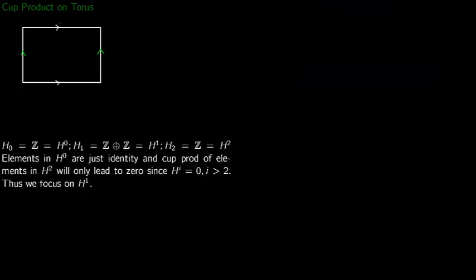We want to define cup product in torus. So this is how the torus looks like. You identify these two sides, say A, and then you identify these two sides, say B.